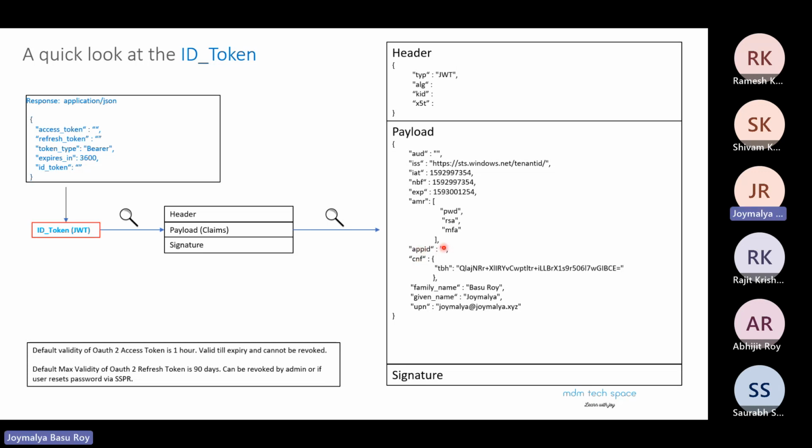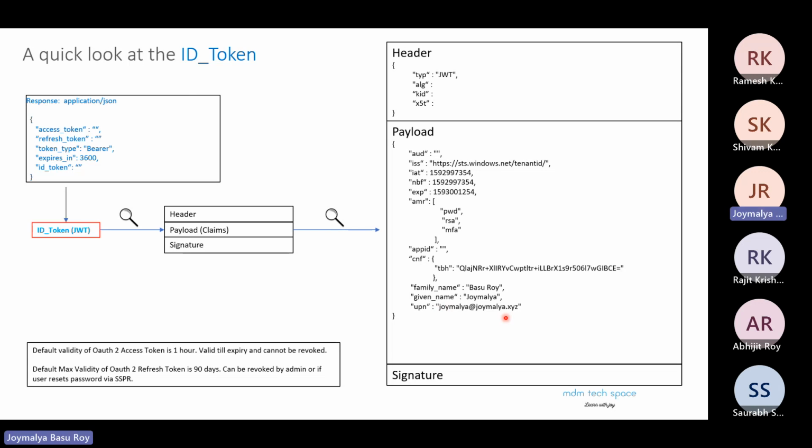Then the application ID. This is the application that is requesting the authentication. For company portal, this will be company portal. For any other application, it will be that. CNF, this particular field is opaque, so this is something that we cannot decode. This is typical to Azure Active Directory. Only Azure Active Directory is able to see what this value stands for. We don't know this. And then it will have the user UPN.